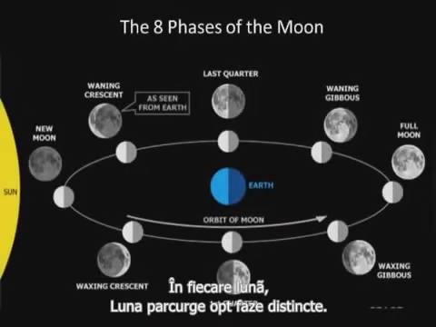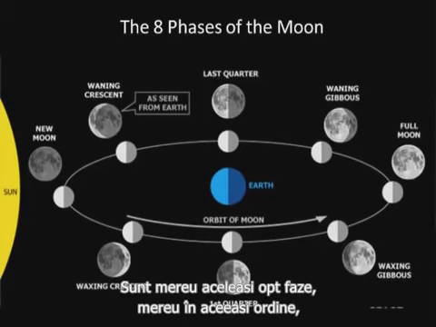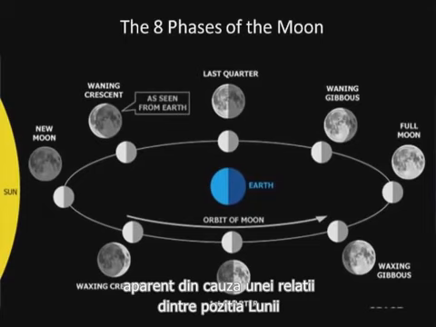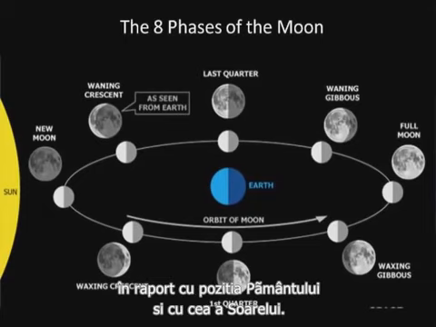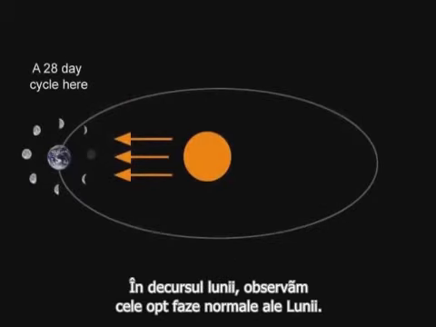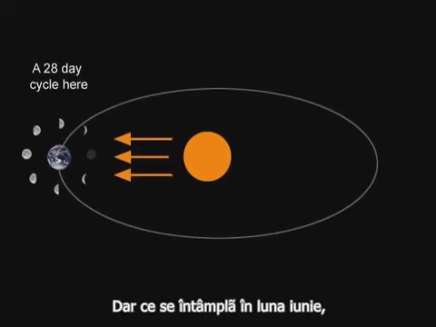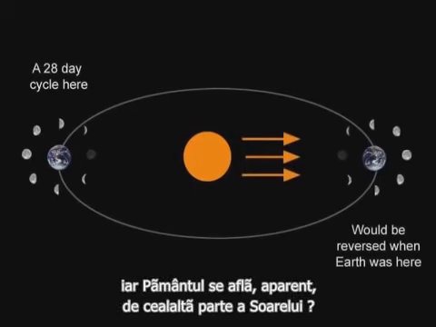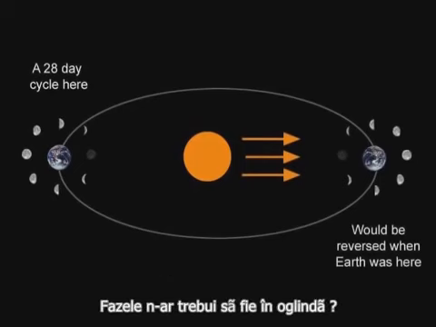Every month the moon goes through 8 distinct phases. Always the same 8, always the same order. Supposedly because of a relationship between the position of the moon relative to the position of the Earth and the Sun. So let's say it's December, and throughout the month we see the normal 8 phases of the moon. But what happens when it's June and the Earth is supposedly on the other side of the Sun? Shouldn't the phases be reversed?